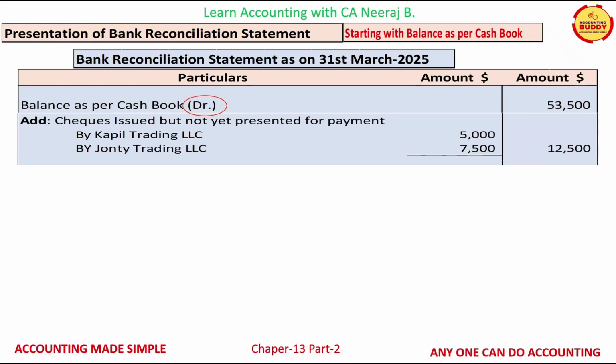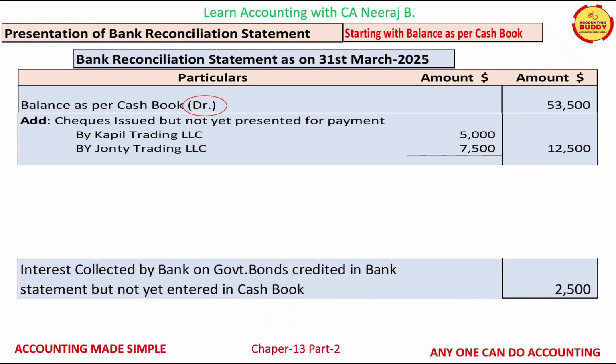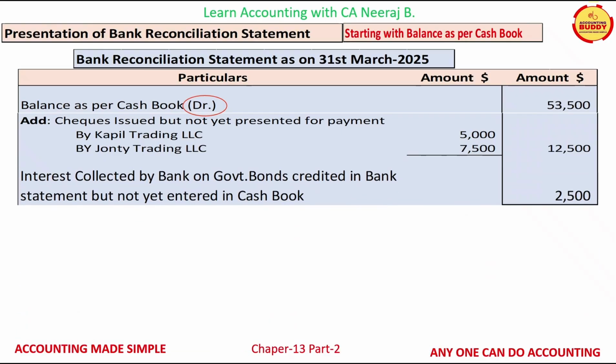Now the transactions which are credited in the bank statement and have increased the balance in the bank statement will also get added to the cash book balance. The transactions related to interest collected by the bank on government bonds fall under this category. Therefore, $2,500 will be added to the cash book balance.